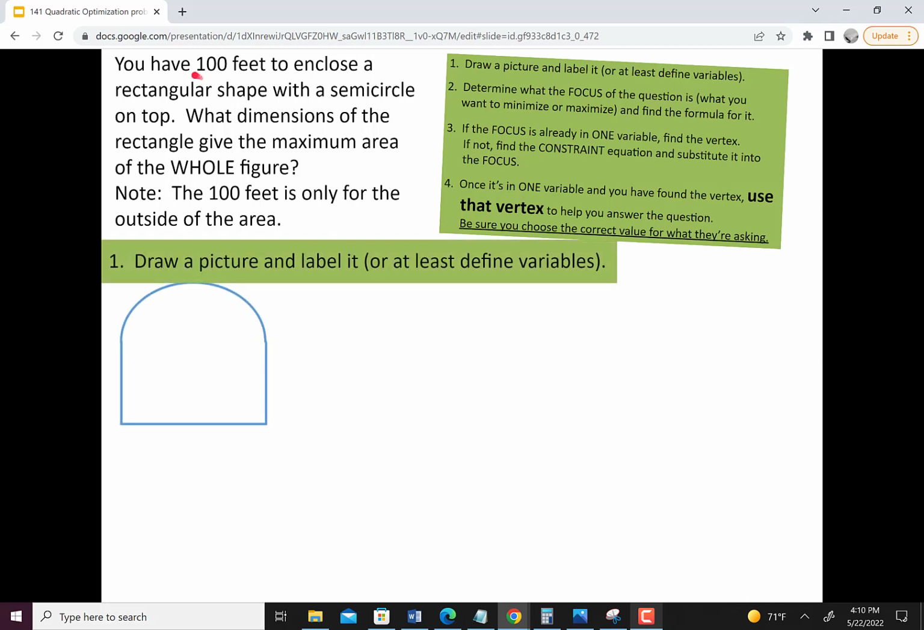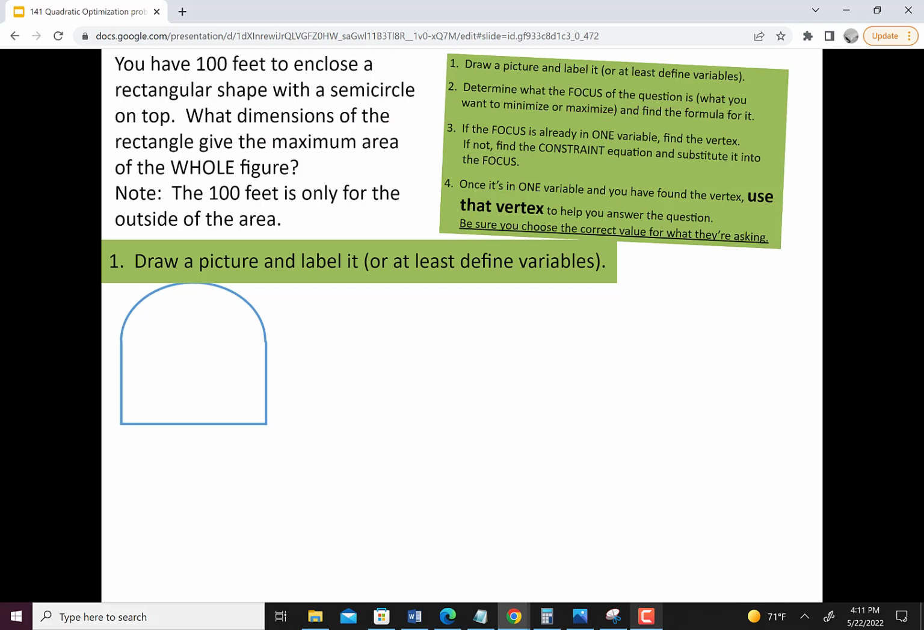So what we have is a rectangular shape and it's got a semicircle on top. So that's what we have right here. This is a rectangle and then a semicircle on top. We have 100 feet to enclose it. So all the way around is 100 feet. And what dimensions give the maximum area for the whole figure?